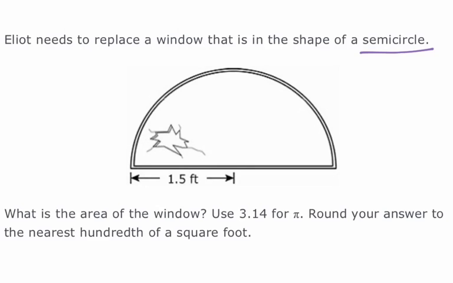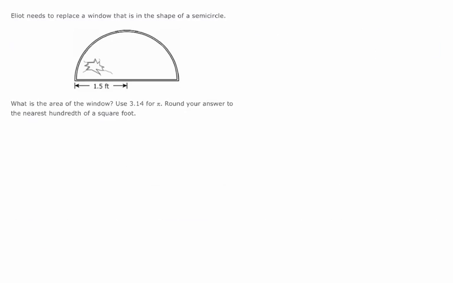What is the area of the window? Use 3.14 for pi. Round your answer to the nearest hundredth of a square foot. And most students were okay at this part. I think where we had some confusion or maybe some missteps was in making sure that we solve for a semicircle. So when we look at area of a circle, remember area is going to equal pi r squared. So we need the radius. And they actually give us the radius. It's 1.5. So we're going to have to work in decimals.